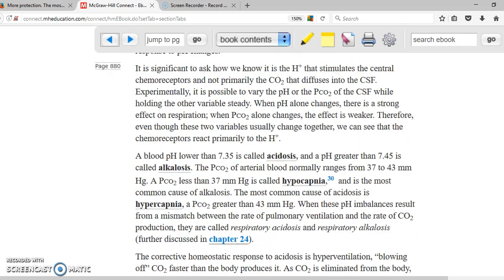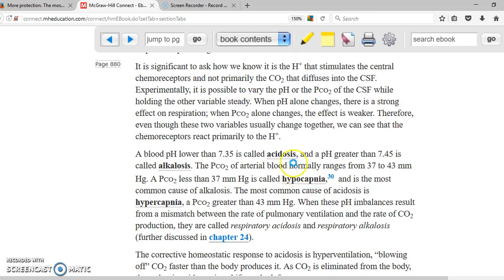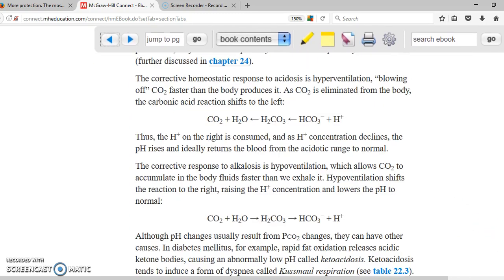Obviously, changes in pH are going to give you acidosis and alkalosis. And remember, these changes in pH depend on the levels of carbon dioxide. So low levels of carbon dioxide, hypocapnia, high levels of carbon dioxide, hypercapnia. If you keep scrolling down, this is the chemical reaction that we already talked about: carbon dioxide plus water, carbonic acid, bicarbonate, hydrogen.